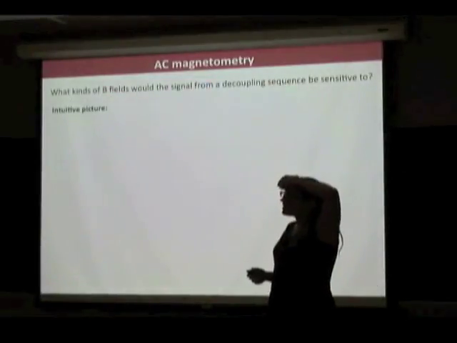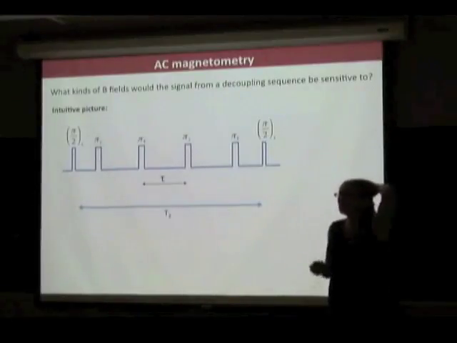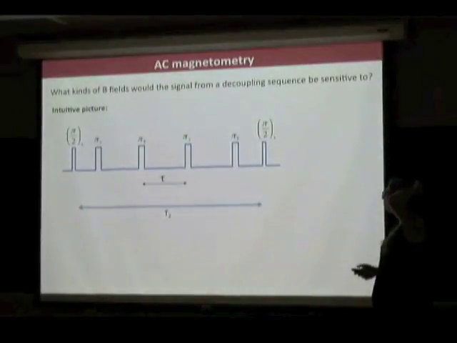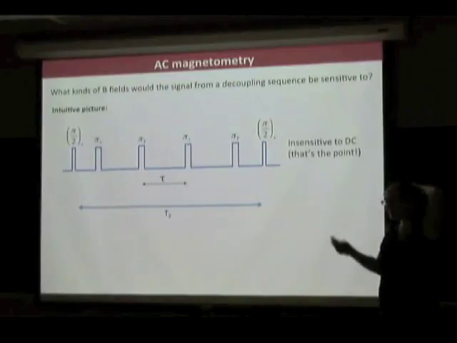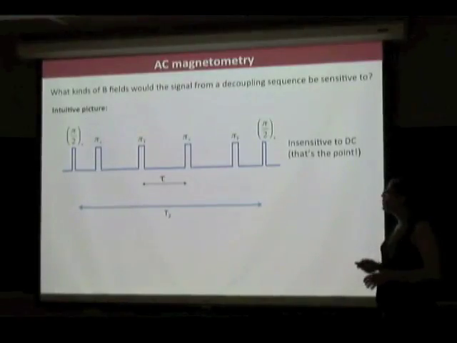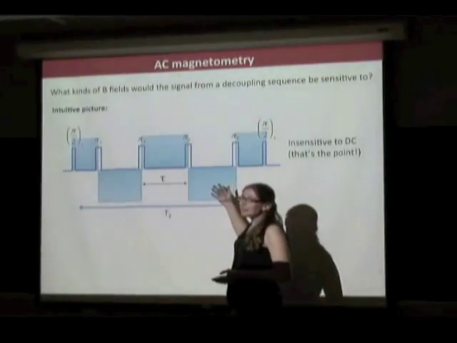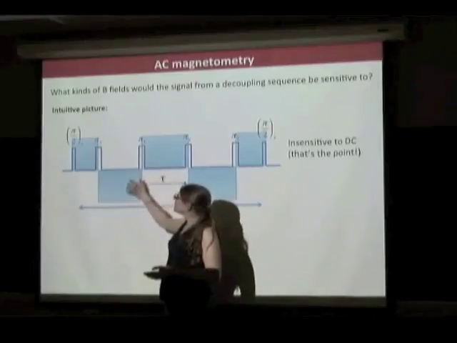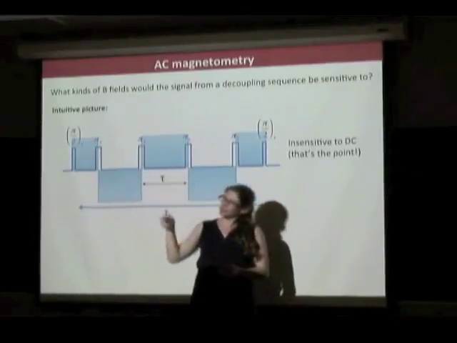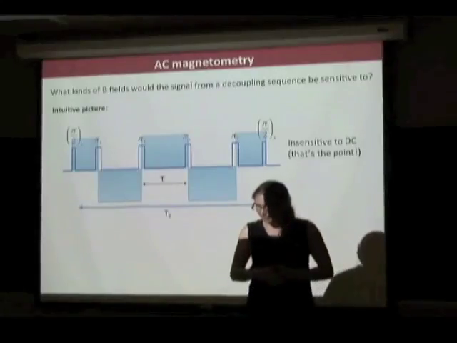So what kinds of magnetic fields would you measure if you were to apply a decoupling sequence to an NV center? Well, you wouldn't measure the DC magnetic field. That's the whole point of decoupling, to get rid of quasi-static noise. And that's because the effect of a static magnetic field in successive free precession periods is to wind and then unwind and wind and unwind. So it's going to cancel out.